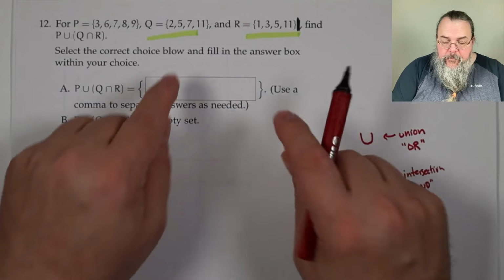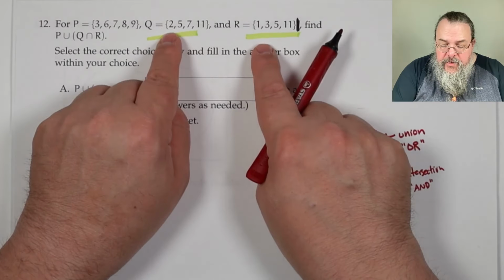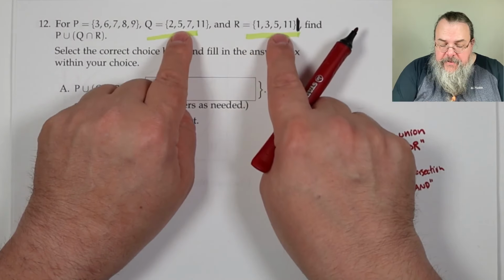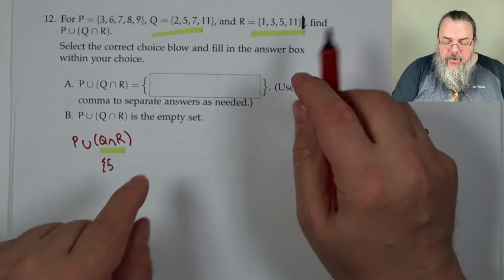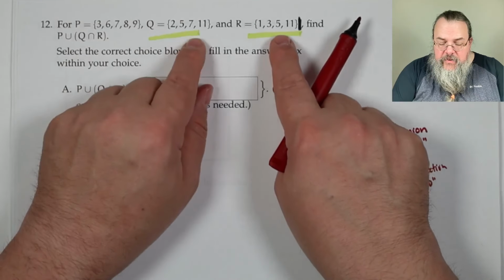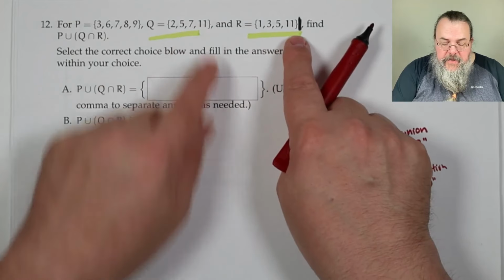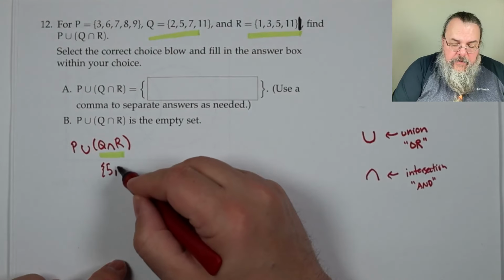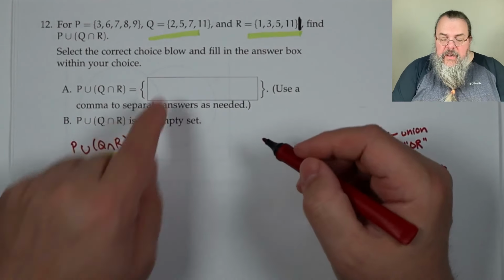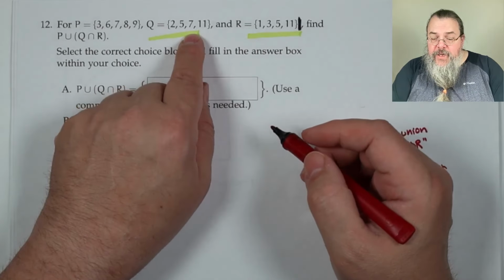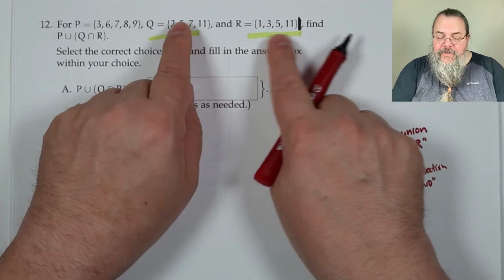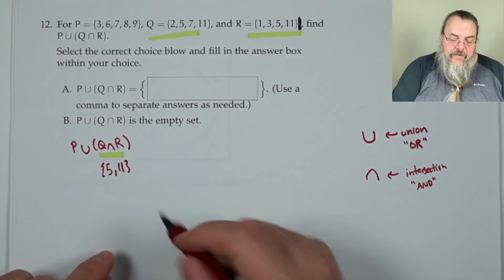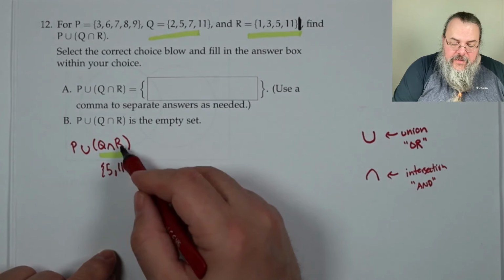Well, 2 is not common to both. 5, well, 5's there, okay. So 5 is common to both. 7 is not. 11 is. And now we can stop, right? Because if it's common to both, it has to be in Q. So I just check which things in Q are also in R. And the answer is 5 and 11. So that's Q intersect R.